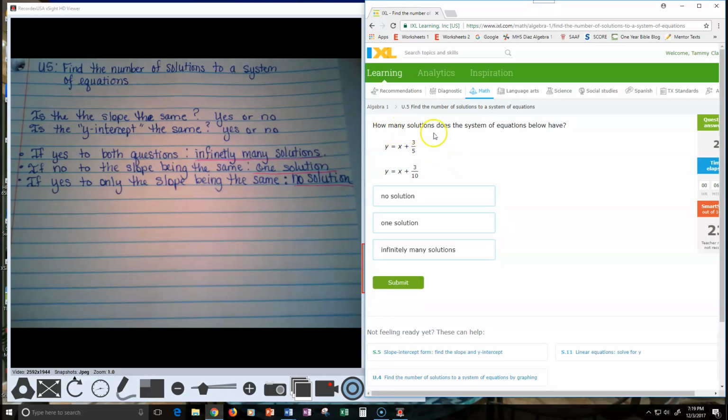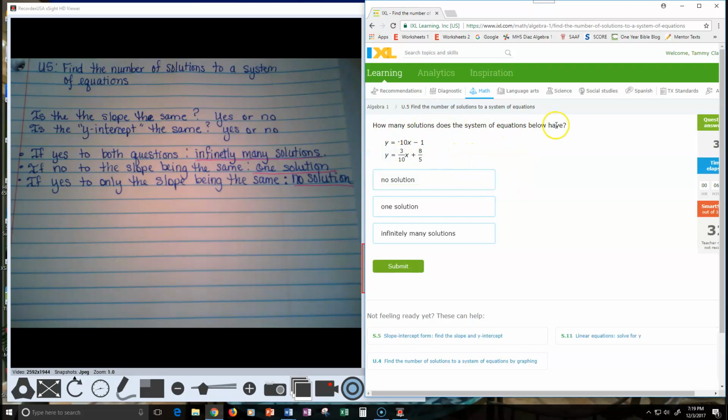Let's look at this one. How many solutions does the system have? Is the slope the same? Yes. Is the y-intercept the same? No. So if I said yes, did I say yes to both questions? No, I did not. I said yes to only the slope being the same, so there's no solution.